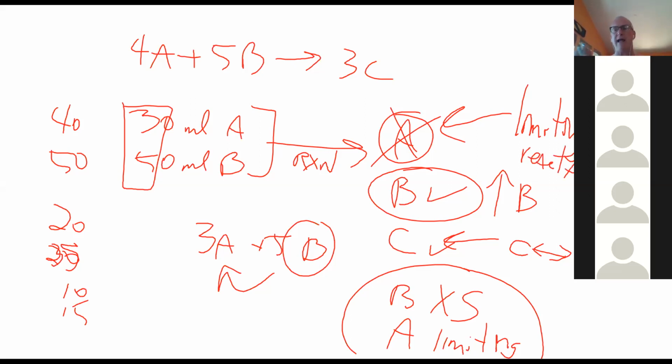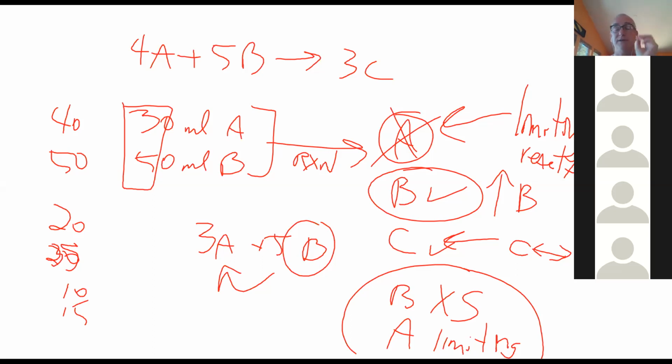So if A is my limiting reactant, what can I do to make it not the limiting reactant anymore? Increase A. I can increase A, or what else could I do? That's one thing I can do: increase my amount of A. Something else I could do too: decrease B, exactly. I can either raise my amount of A or reduce my amount of B until the ratio is perfect. And when the ratio is perfect, I will have no A and no B, and I'll only have C.